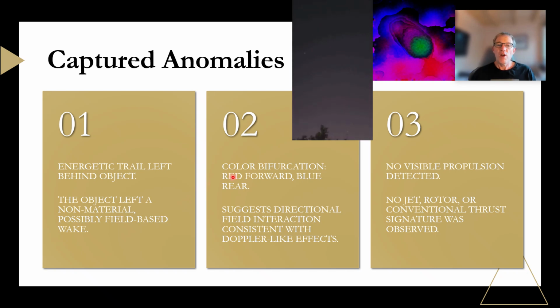Now there was color bifurcation, so you can see in the image there was red forward and blue to the rear, which suggests a Doppler shifted effect. Red moving away and blue moving towards, and this energetic trail sitting there as well. Now that suggested directional field interaction consistent with these Doppler-like effects, and there was non-visible propulsion, so there's no jet, no rotor, no conventional thrust signature associated with this object.